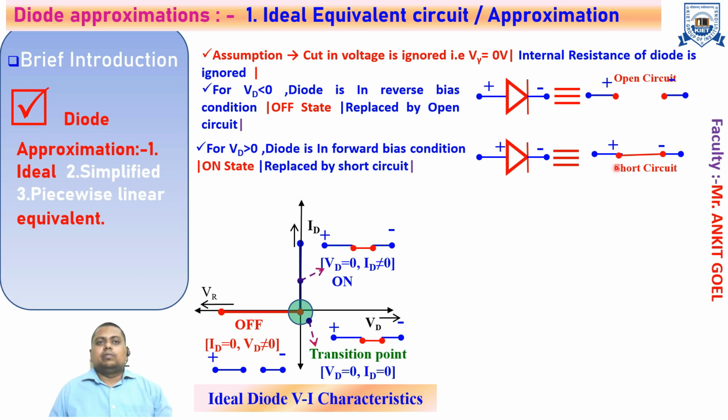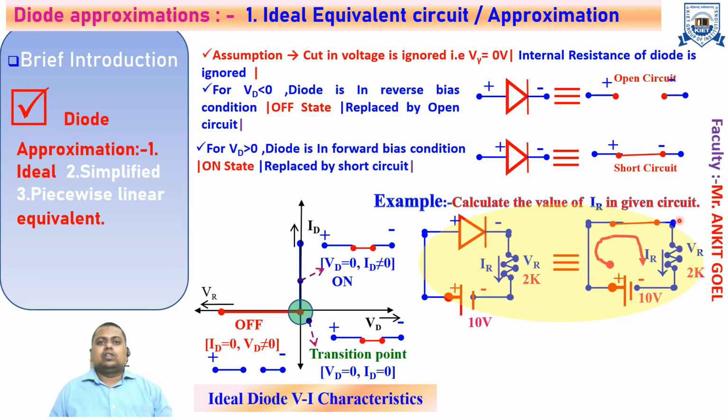Let's solve one numerical based on the ideal approximation. You have to calculate the value of the current IR for the given circuit. This is a diode in series with a resistance of 2K and a 10 volt input battery. You can easily find the current and voltage across the resistance, right? But you cannot easily find the voltage and current across the diode because it has a non-linear behavior. So you need to replace it by its approximation model. Since there is nothing written over here that it is not ideal in nature, we will treat it as ideal.